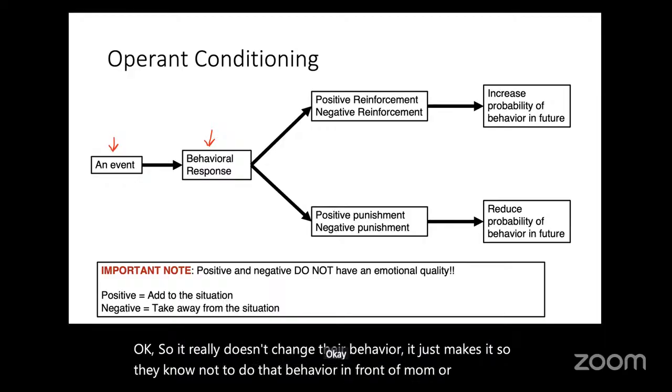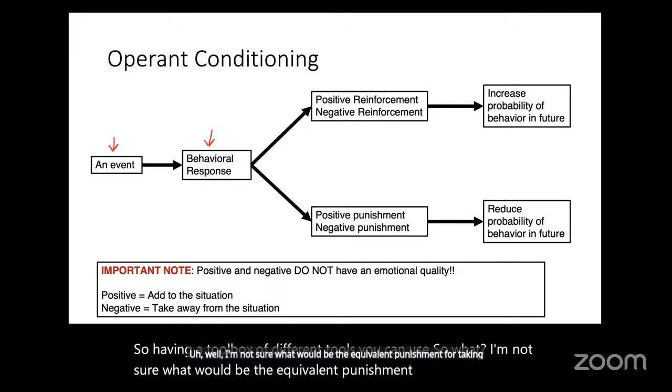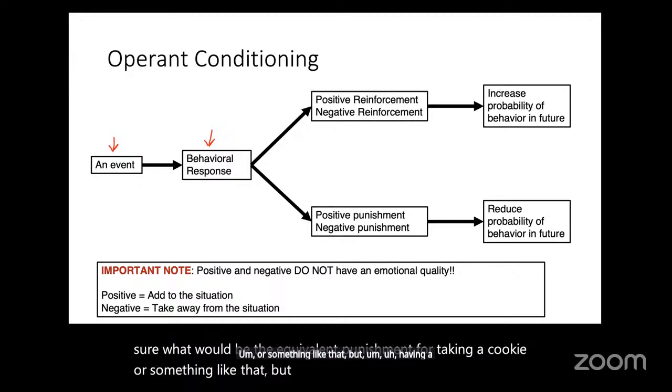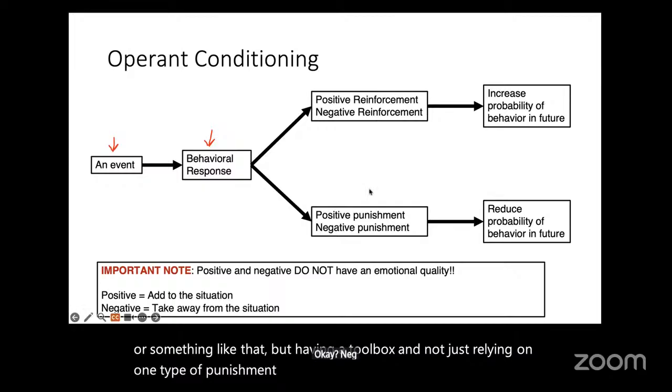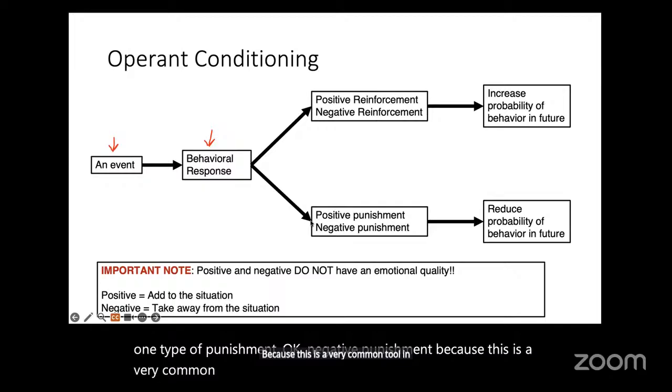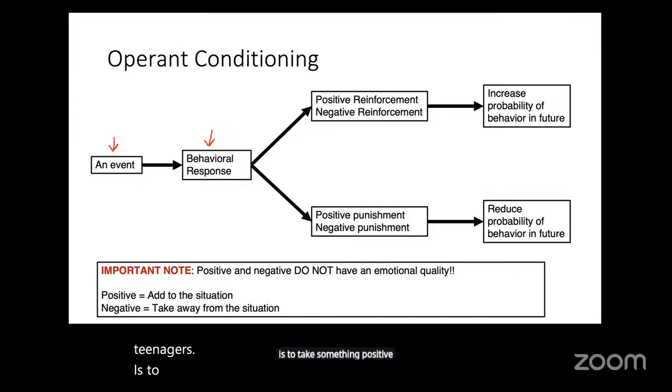Okay. So, having a toolbox of different tools you can use. I'm not sure what would be the equivalent punishment for taking a cookie or something like that, but having a toolbox and not just relying on one type of punishment. Okay. Negative punishment is a very common tool in experience, especially for parents with teenagers, is to take something positive away. So that's taking away, negative punishment.